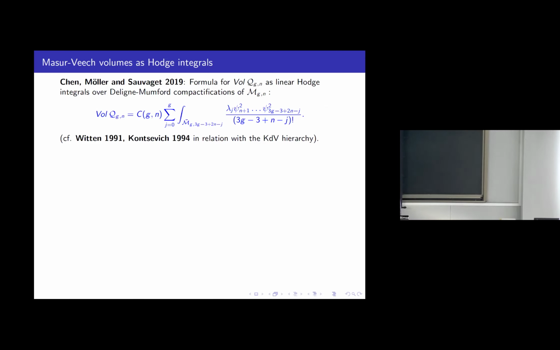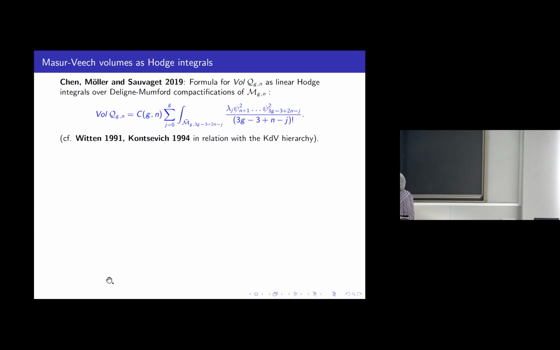So you have these canonical psi_1, ..., psi_n, first Chern classes of line bundles, which at each marked point is the cotangent bundle to the curve. And that gives you a line bundle on the moduli space. You take the Chern class, and this is called psi. And you can take a product of these and then integrate.